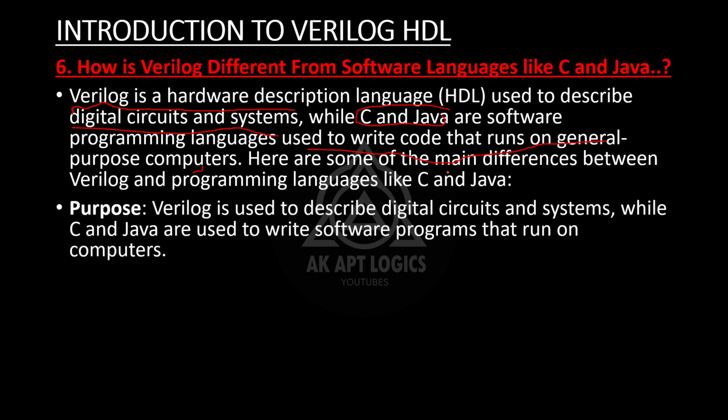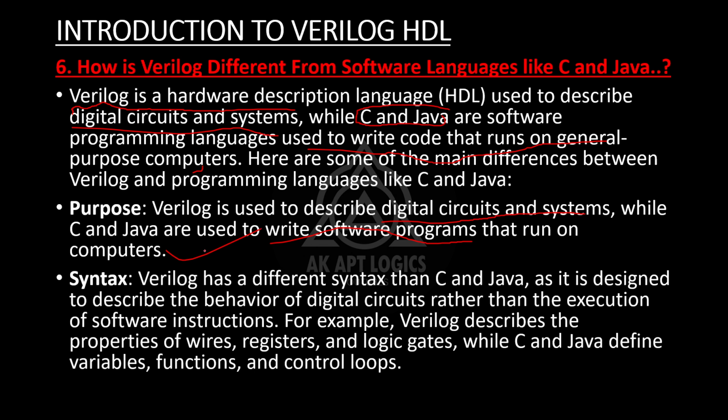So, purpose. Verilog is used to describe digital circuits and systems, while C and Java are used to write software programs that run on computers. Okay, syntax. Verilog has different syntax than C and Java. Even though it is somewhat similar to C, there will be some changes in the syntax, right? As it is designed to describe the behavior of digital circuits rather than the execution of software instructions.